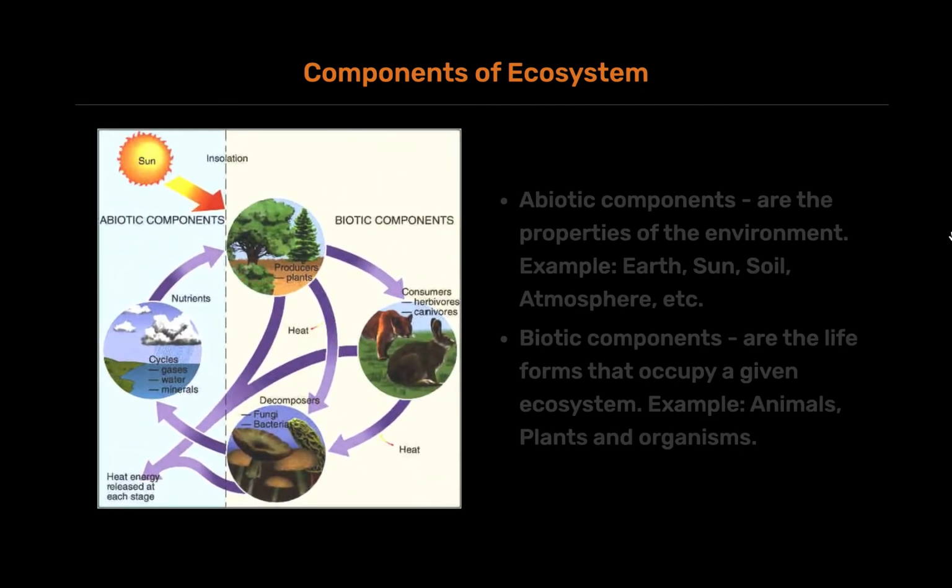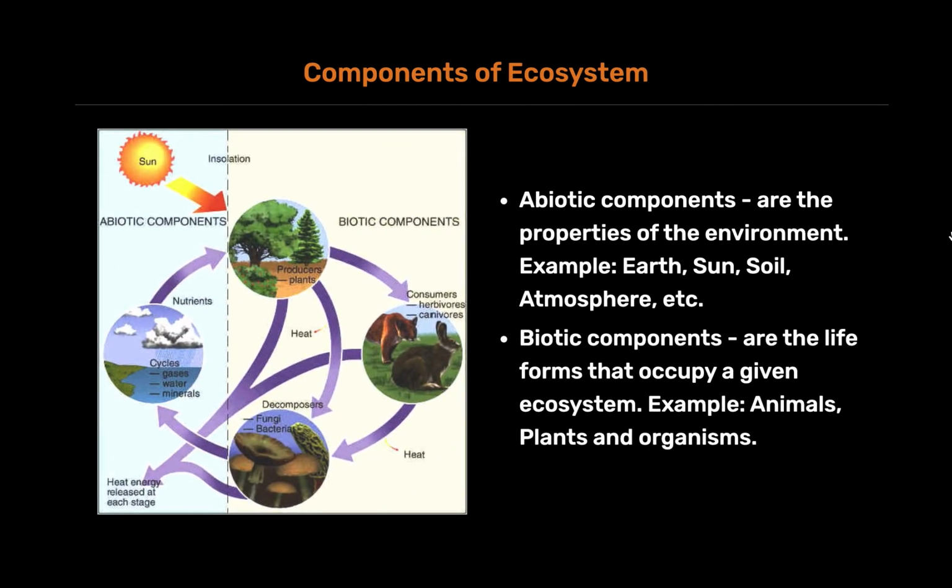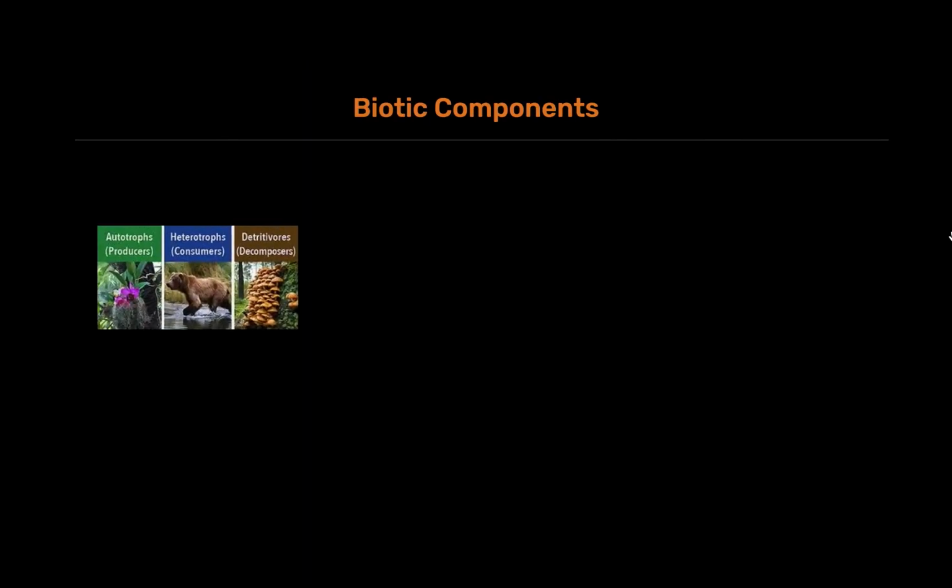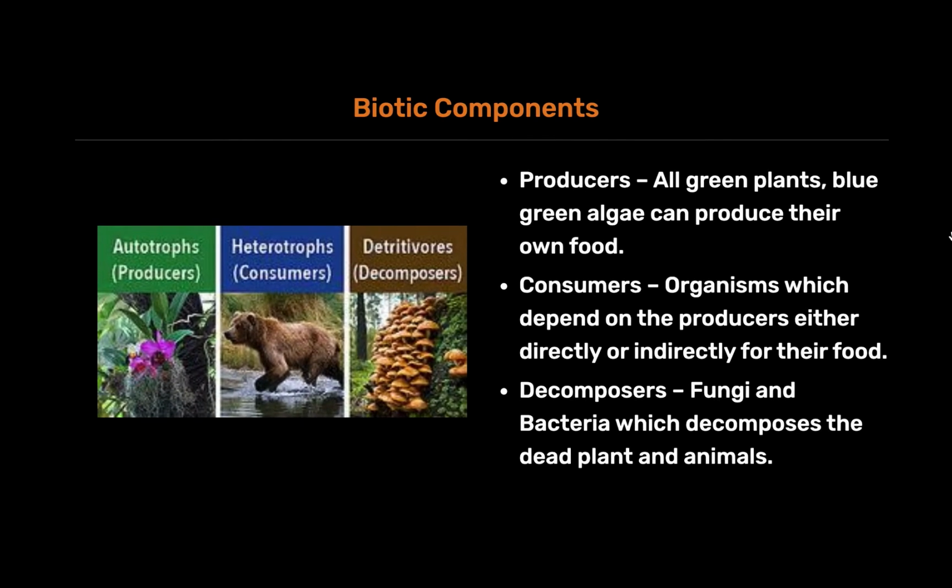The main components of ecosystem are abiotic components and biotic components. The abiotic components of any ecosystem are the properties of the environment such as earth, sun, soil, atmosphere, and many more. The biotic components are the life forms that occupy a given ecosystem such as animals, plants, and organisms. Biotic components are further divided into producers, consumers, and decomposers.